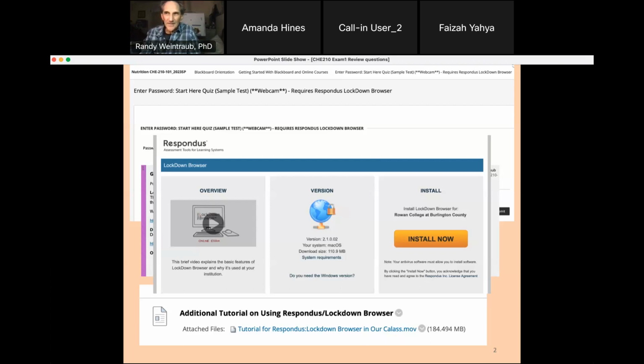Also, Respondus has a help desk that you can call. It says that it's 24/7, so this should be someone that also can help you. Well, that's good to know.